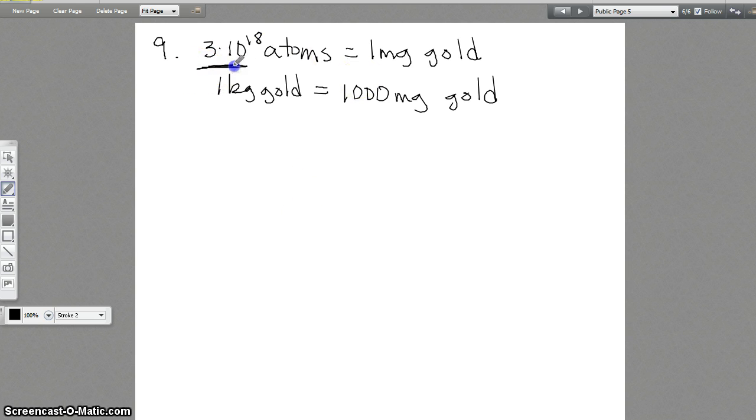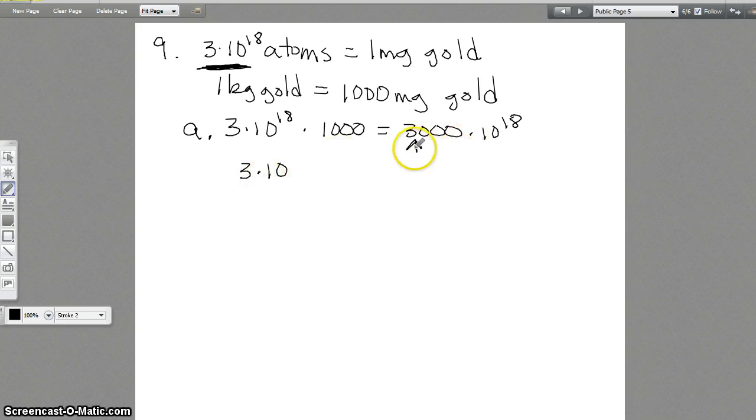Well, if there's 3 times 10 to the 18th atoms in 1 milligram, and instead of 1 milligram, we have 1,000 milligrams, that means we have 1,000 times as much. So part A is 3 times 10 to the 18th times 1,000. So that's going to be 3,000 times 10 to the 18th. To put that in scientific notation, we would need to put our decimal right after the 3. So this would be 3 times 10 to what power? Well, to get from 3 back to 3,000, we need to move our decimal 3 places to the right. So we add 3 to the 18, which is going to be 21. 3 times 10 to the 21.